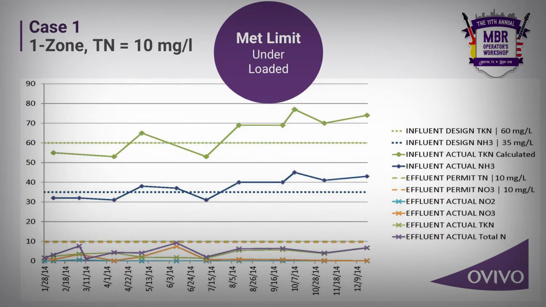Now from the trend, you can see the top green is the actual loads that's coming into the system. So the design was 60, and more or less it was an average of 60, you can say, but there are some days where it was 70 or above. From an effluent standpoint, it has always been less than 10.